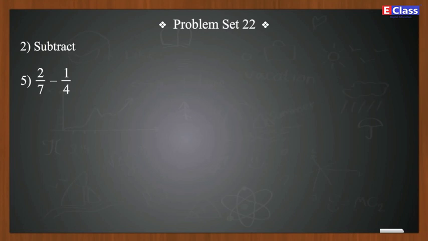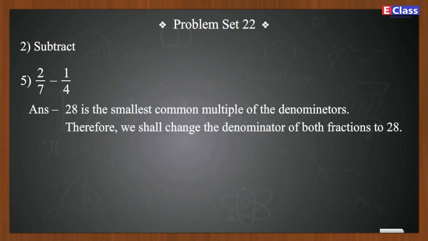5. 2/7 minus 1/4. Answer: 28 is the smallest common multiple of the denominators. Therefore, we shall change the denominator of both fractions to 28.